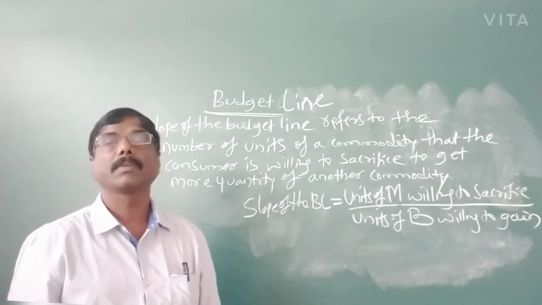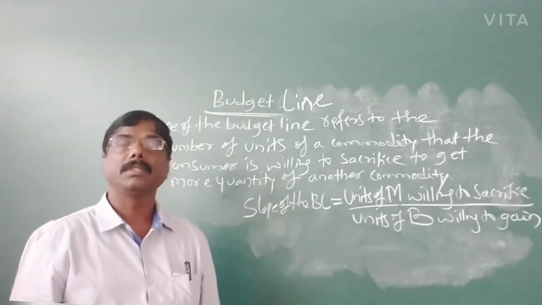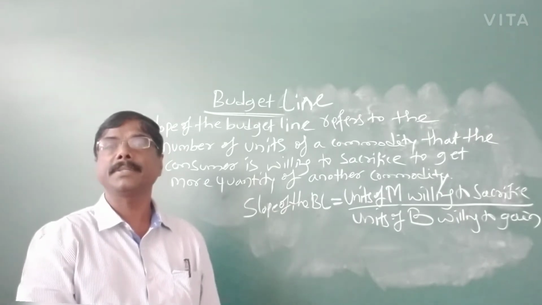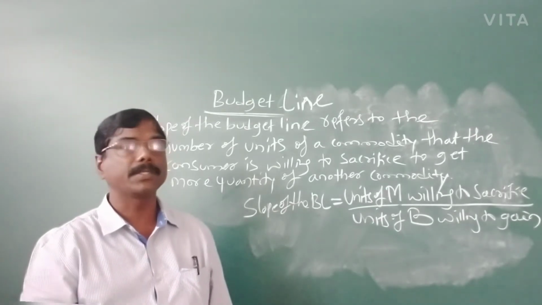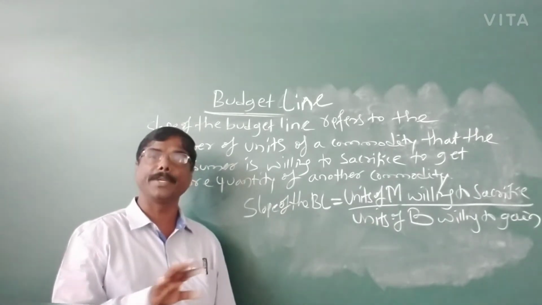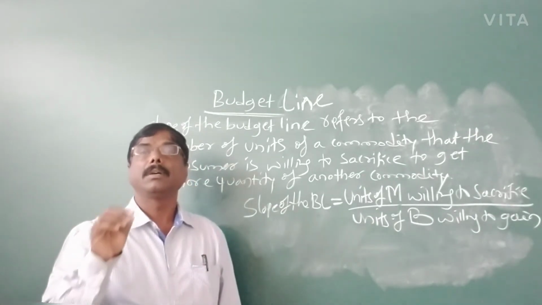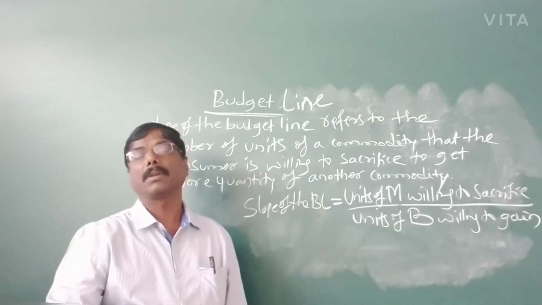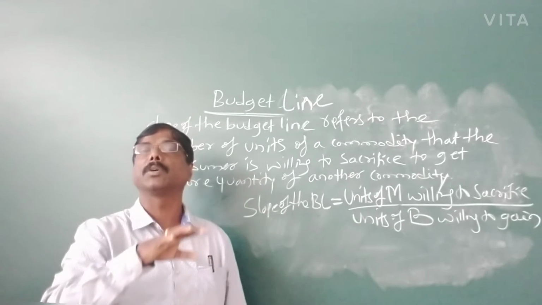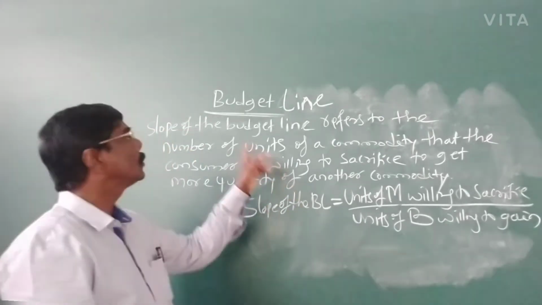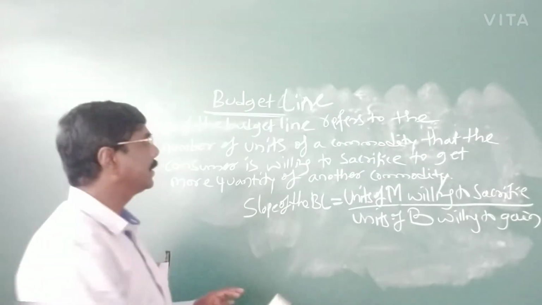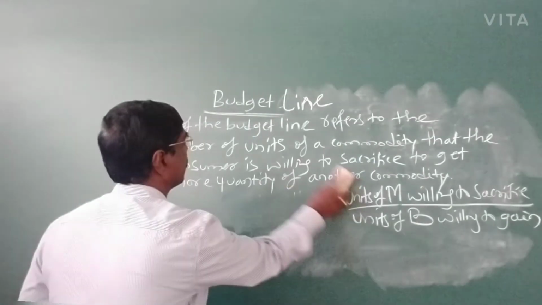So here, suppose every consumer has income. Income is fixed, and prices of the two goods are also fixed. To get more quantity of a commodity, he has to sacrifice the other commodity. It is known as the slope of the budget line. This may be explained with the help of a diagram.